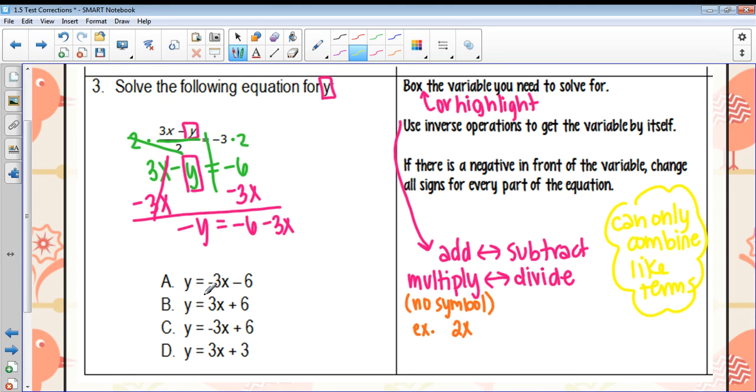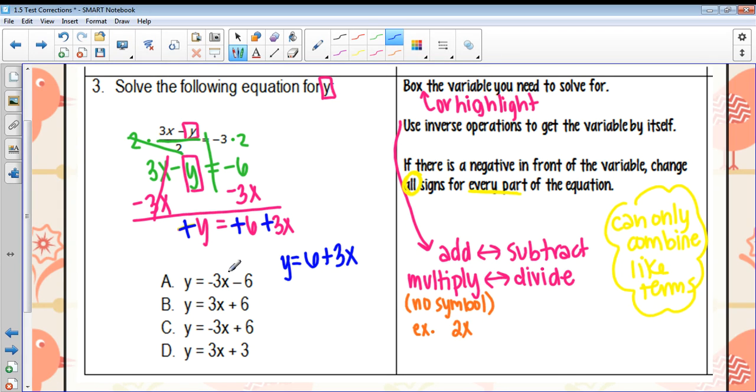Now, the only problem I have is there's a negative sign in front of my y, and there's no negative signs in front of these y's. So if there is a negative in front of the variable, change all the signs for every part of the equation. If I wanted this negative sign in front of the y to become a positive, then I also have to change the sign on the 6 and on the 3 to all be positive. So finally, my equation would look like y equals 6 plus 3x.